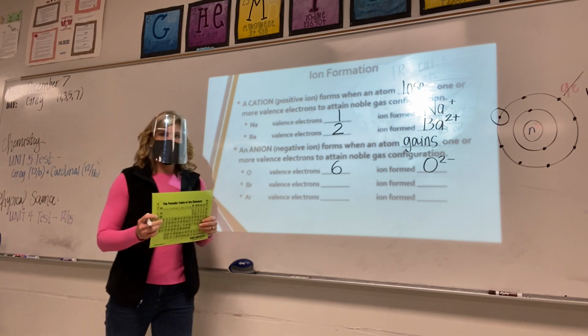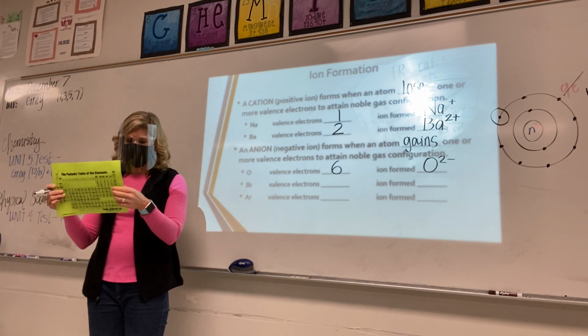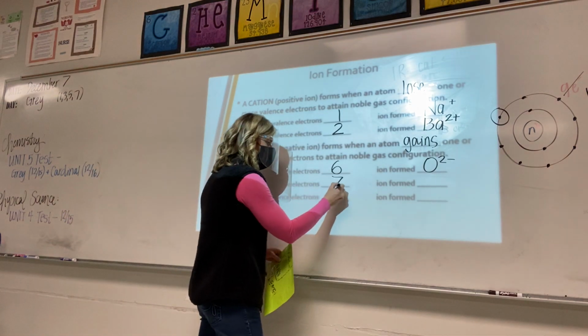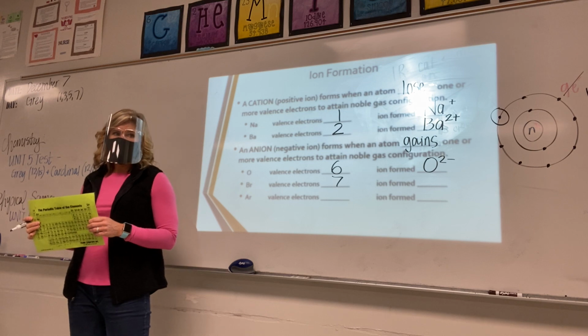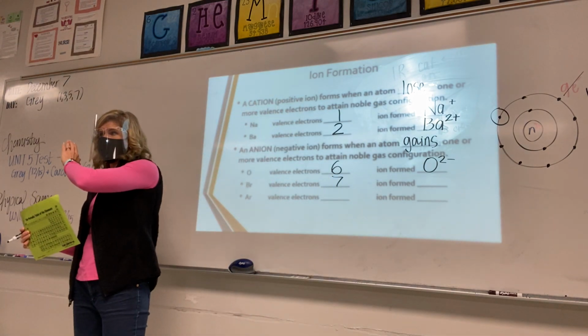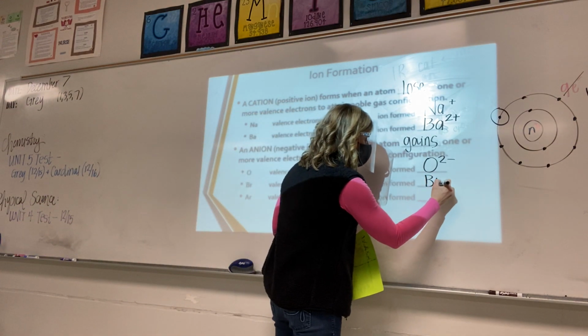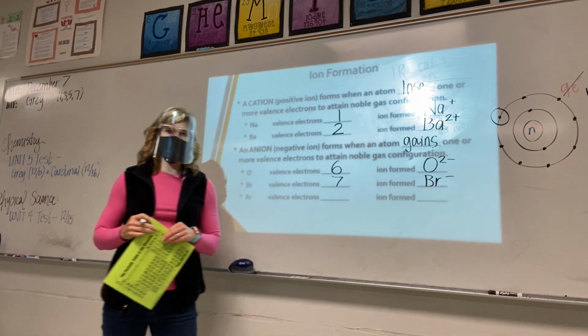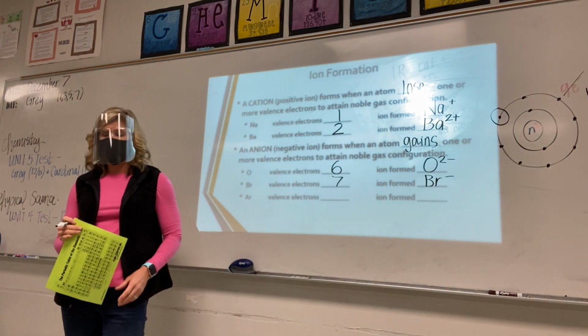All right, bromine. How many valence electrons does bromine have? 7. It's in group 17, 7 valence electrons. So does bromine want to gain 1 to get 8 or lose 7? Gain 1. So when it gains 1, it will get a Br negative charge. Once again, you can put 1 negative if you want, but the 1 is not required if it's just a 1.